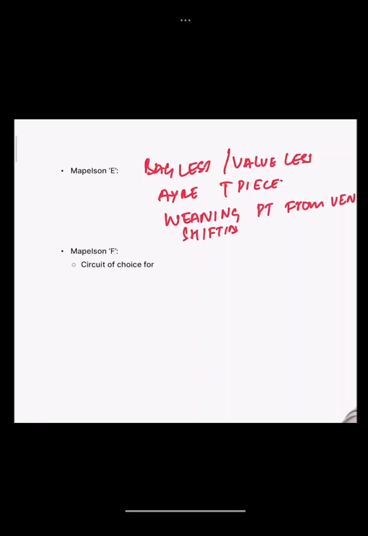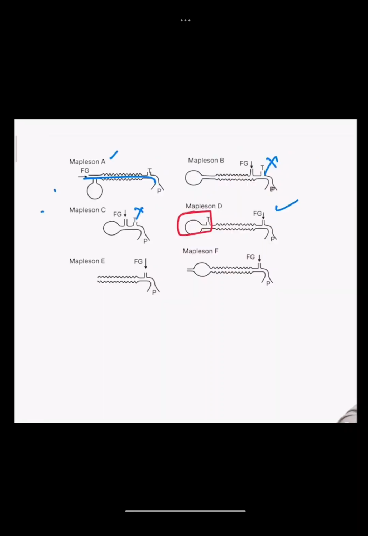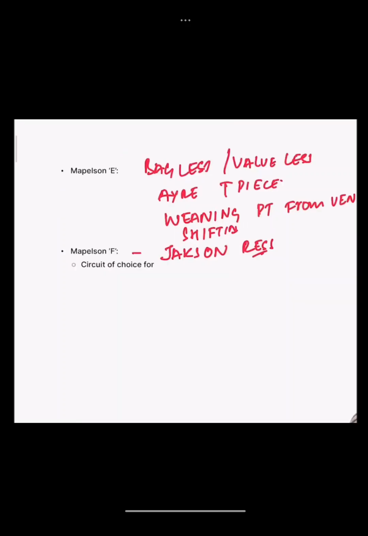This circuit was modified by a person named Jackson Rees. Jackson Rees modified this by adding what? By adding a bag. By adding a bag, it became the Jackson Rees modification. Hence, nowadays, this Mapleson F circuit is the circuit of choice for control as well as spontaneous ventilation in pediatric cases.